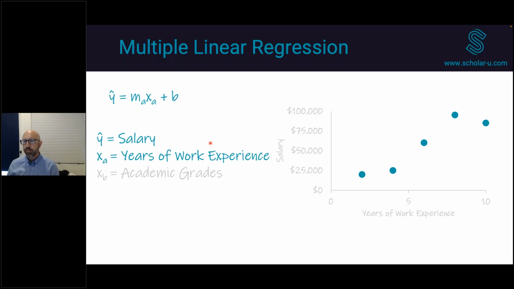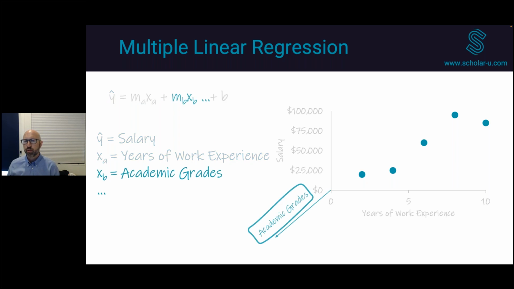But I can add other variables. For example, what were their academic grades when they graduated college? And maybe that correlates with their salary. So notice I added a third dimension here, and in my equation, I added another mx. I have the mx for the years of work experience, and now I have an mx with a sub b for the academic grades. And I can keep adding to that.